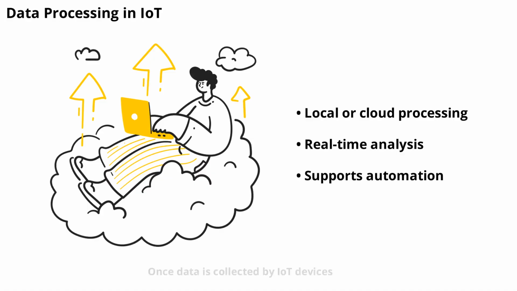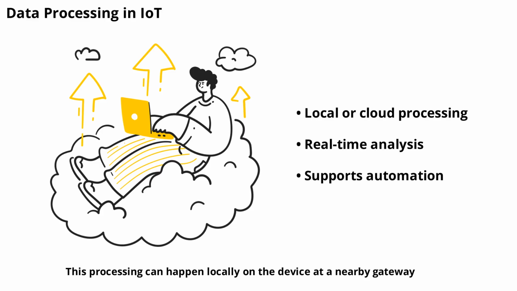Once data is collected by IoT devices, it needs to be processed to extract meaningful insights. This processing can happen locally on the device, at a nearby gateway, or in the cloud. For example, a smart security camera might analyze video footage on the spot to detect motion, or it might send the footage to the cloud for more complex analysis. The ability to process data efficiently is crucial for real-time decision-making and automation in IoT systems.